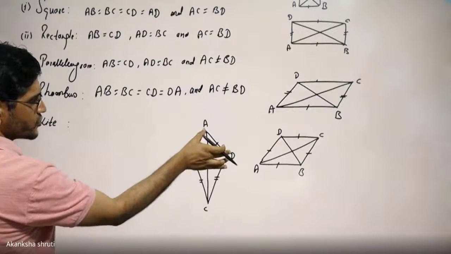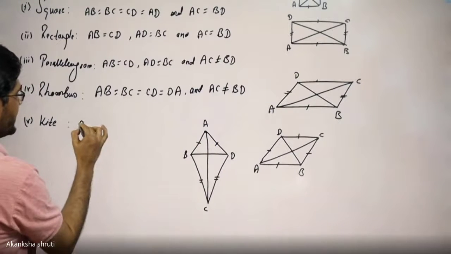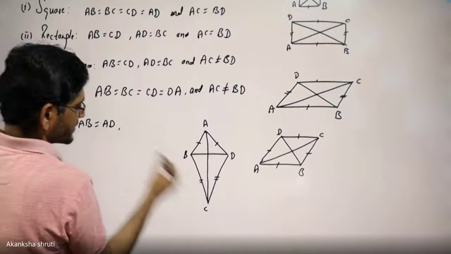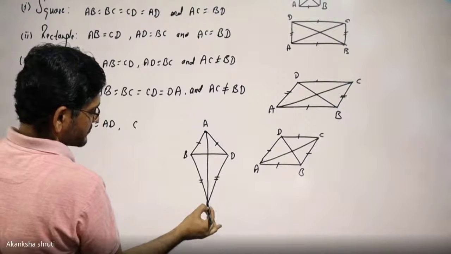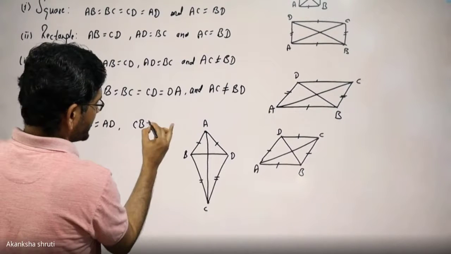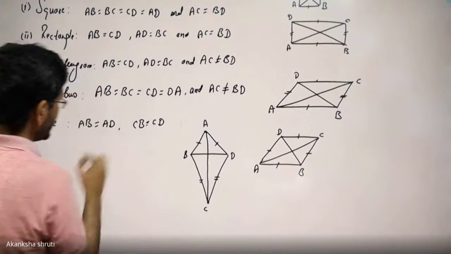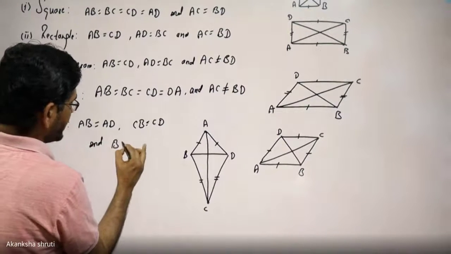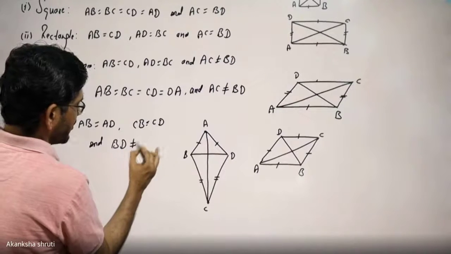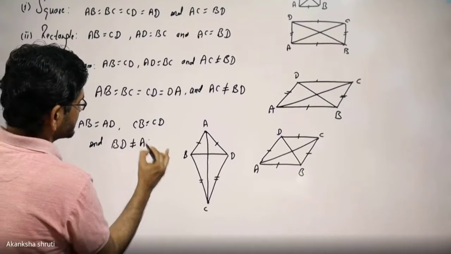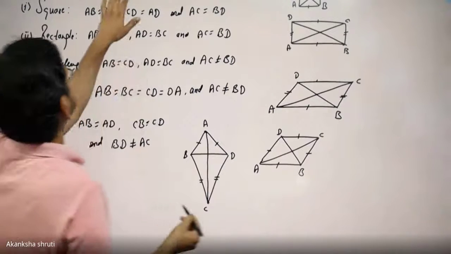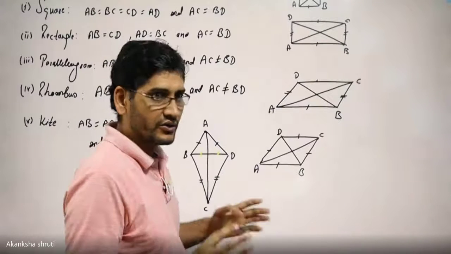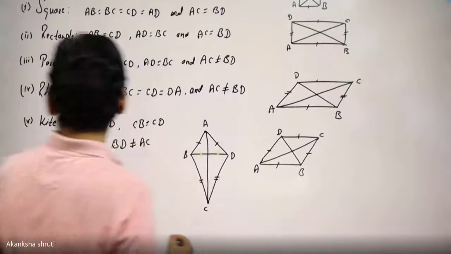Here we are getting the shorter length side. AB is equal to AD. The other pair, considering this vertex C, CB is also equal to CD, and very much sure that BD is not equal to AC. Students, we had also learned that the smaller diagonal gets bisected, but the longer diagonal is not bisected. So these are the conditions.